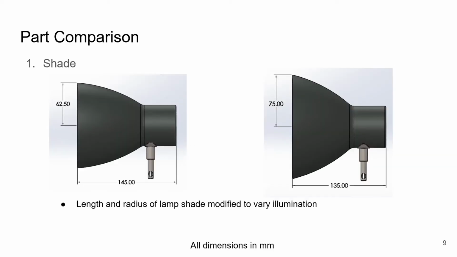One of the component designs for the second product variant is a lampshade, designed specifically for the secondary customer group. This shade will have a larger radius and shorter length to vary illumination. The assembly sequence will not have to change due to this redesign.